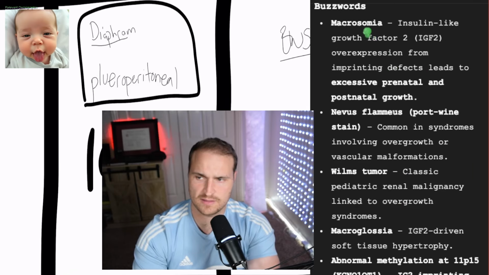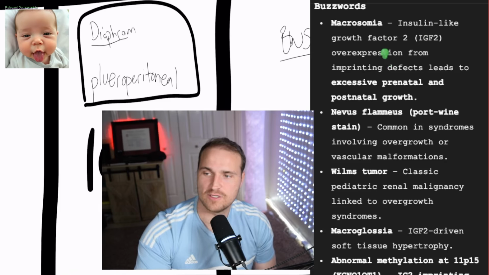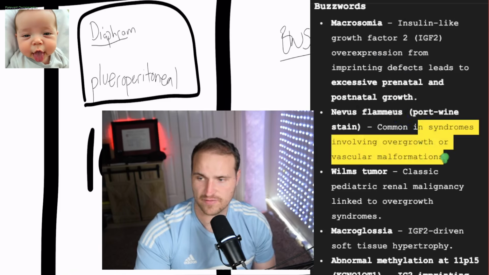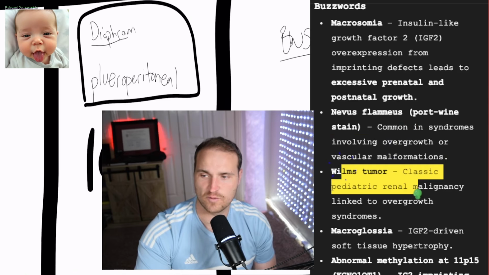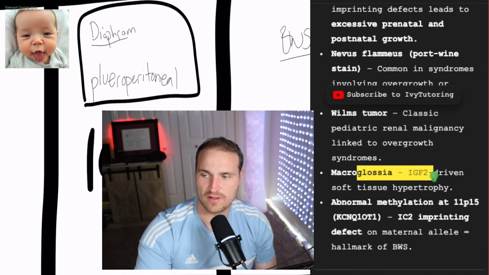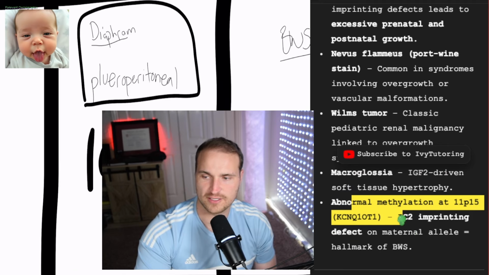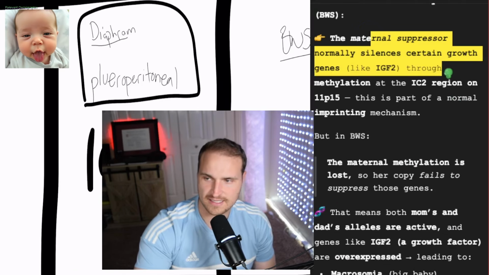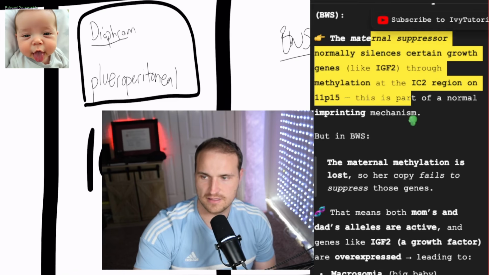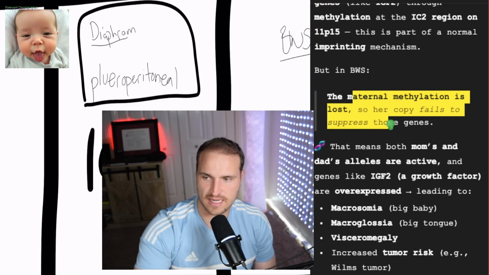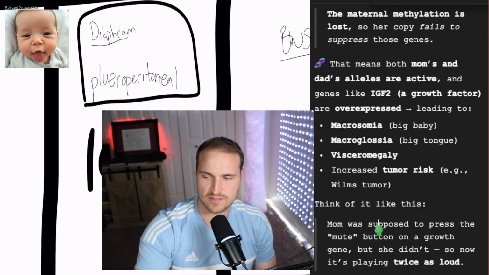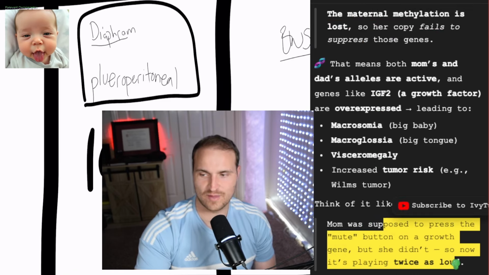All right, here are the buzzwords: macrosomia, IGF-2 overexpression, nevus flammeus, port-wine stain, common in syndromes involving overgrowth and vascular malformations, and Wilms, renal malignancy, macroglossia, big tongue, abnormal methylation, defect of the maternal. And so the maternal suppressor normally silences through methylation, but in BWS, the maternal methylation is lost, and so you can't suppress that gene. So you just get dad's growth factor. Mom was supposed to press the mute button. She didn't. And now the baby is playing twice as loud.